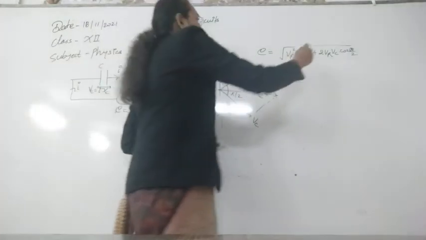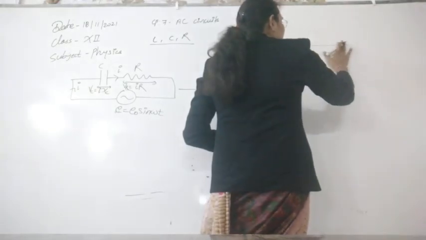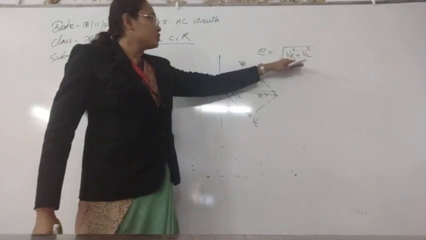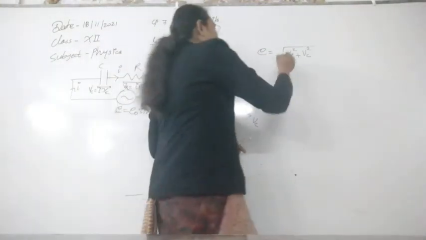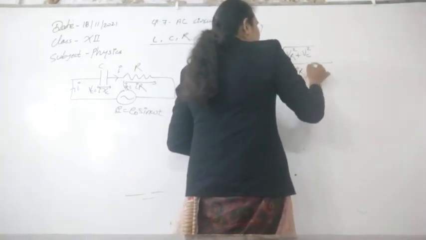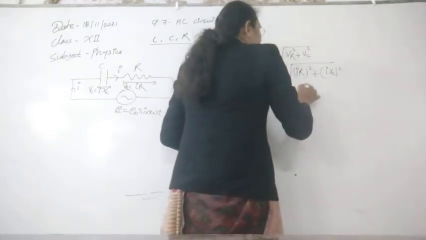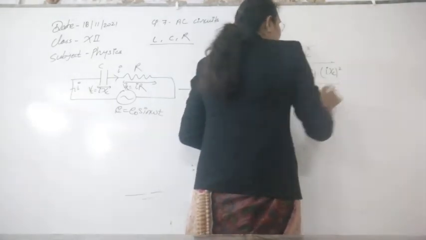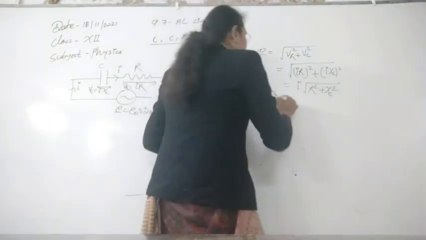Here, as we know the value of cos pi by 2 is 0, this whole term will vanish. So the resultant value will be equal to the square root of VR square plus Vc square. Now if we put the values of VR and Vc, VR is IR, squared, and Vc is I into chi C, squared. Or we can take I as common, so it will have I times root of R square plus chi C square. This will be the value of the potential here.